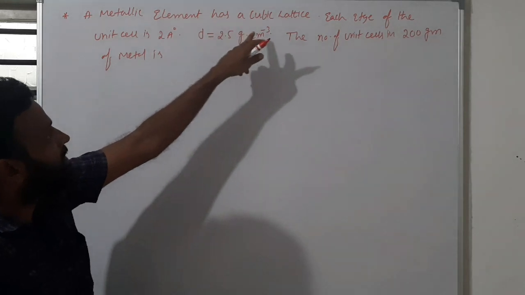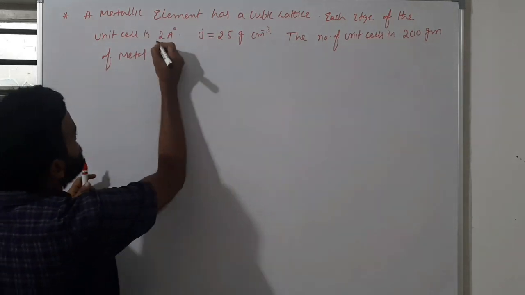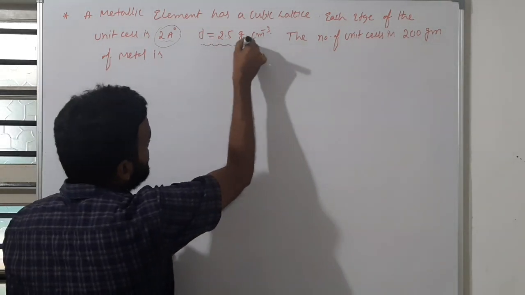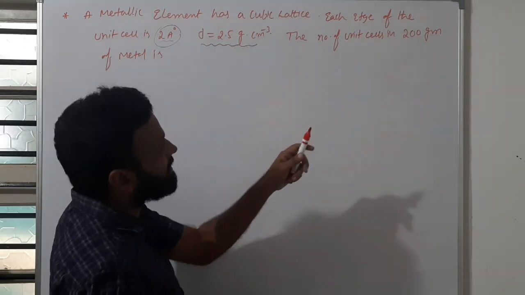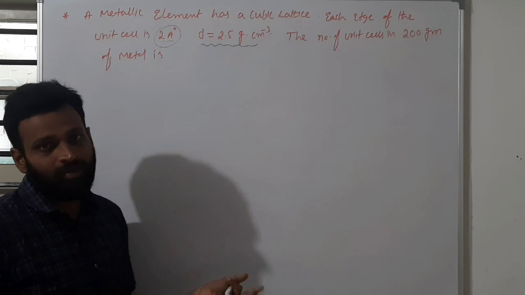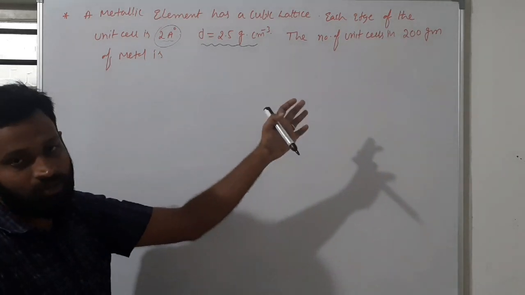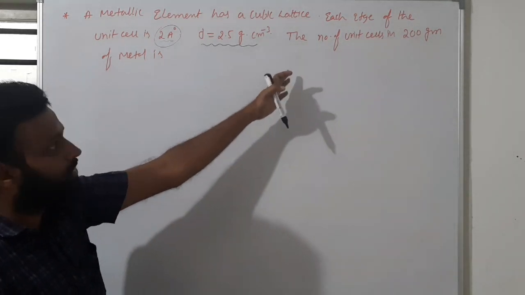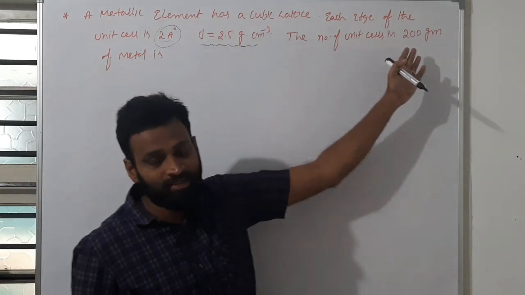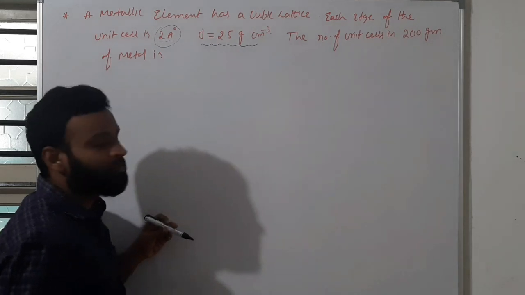Numerical, let's see. A metallic element has a cubic lattice. Each edge of the unit cell, edge length was given: 2 angstrom, and density also given. The number of unit cells in 200 grams of that metal is? Whether it is BCC or FCC is not given, so you can say number of atoms per unit cell, one unit cell has these many atoms. For that particular weight, 200 grams, we discussed a similar kind yesterday. But here the problem is that what kind of crystal lattice was not given.